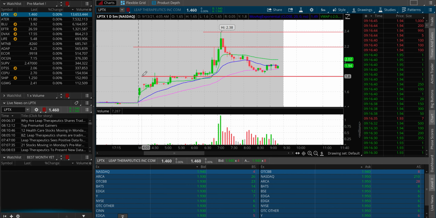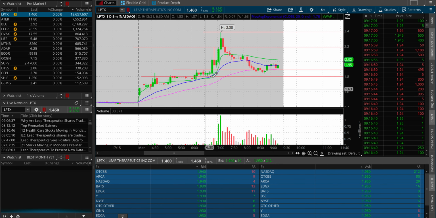mark a few other levels. We see a lot of congestion here, so that's definitely a level, this 180. And then here we don't have to do anything because it's responding to this EMA 50. Perhaps I'll just do this one because we have these two here.